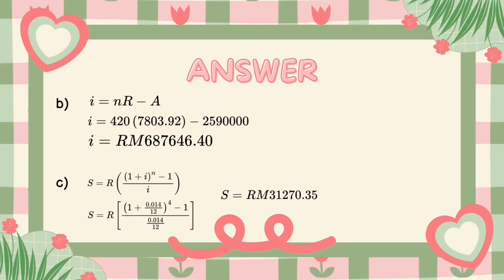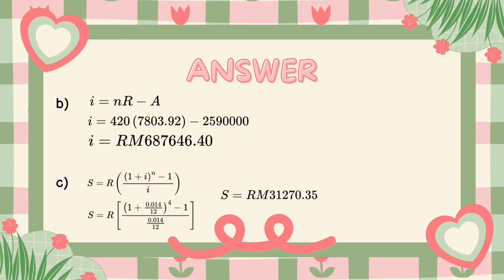Okay, next question. Calculate the interest charge. To find the interest, we can use formula I equals to n times R minus A. So we replace the information into the equation. So we get the answer 687,646 ringgit 40 cent.